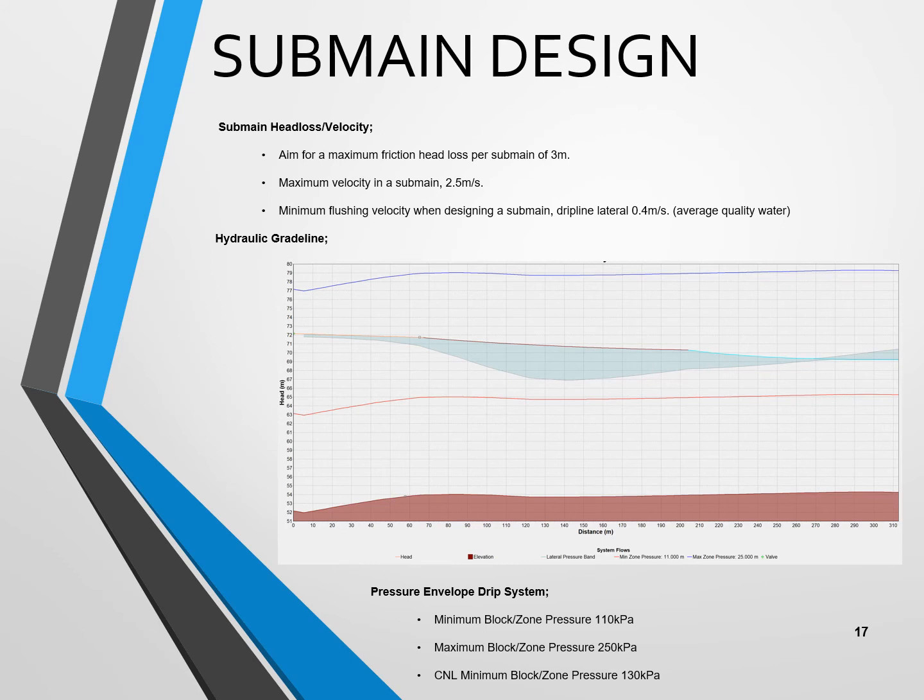A pressure envelope in a drip system. Minimum block pressure, 110 kPa. Maximum block pressure, 250 kPa. When designing a CNL system, minimum block pressure, 130 kPa.